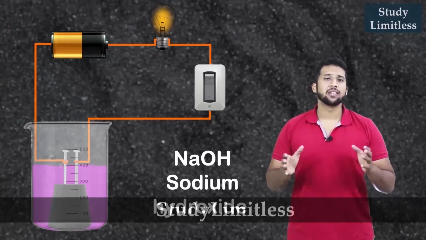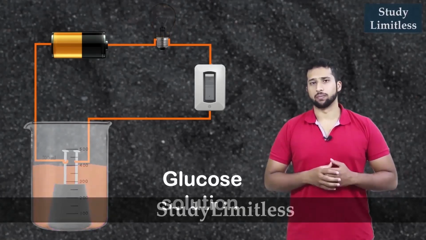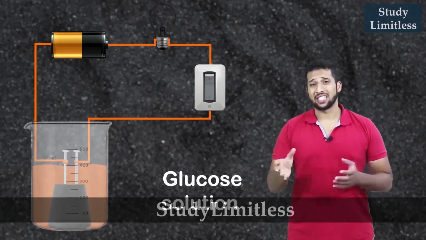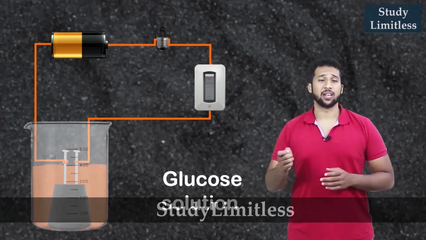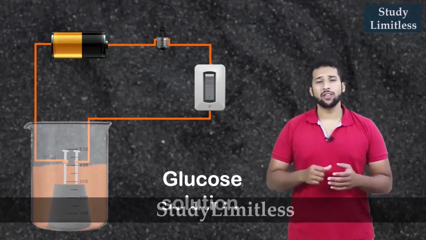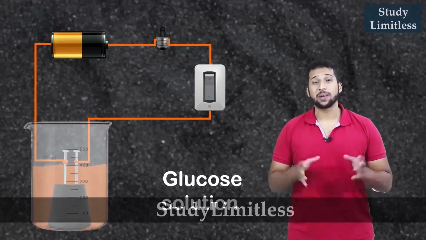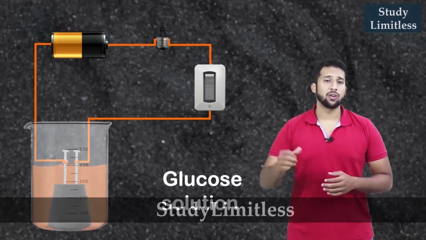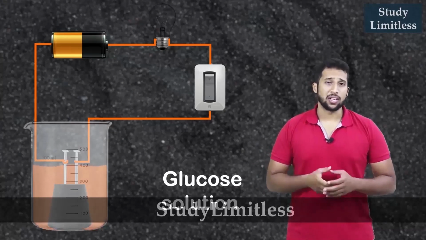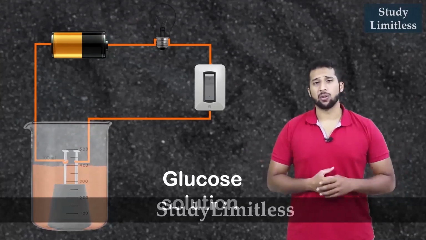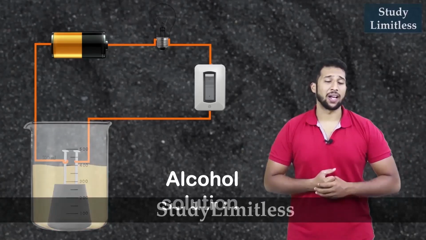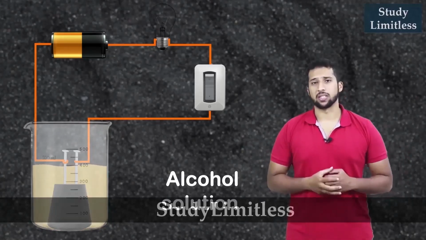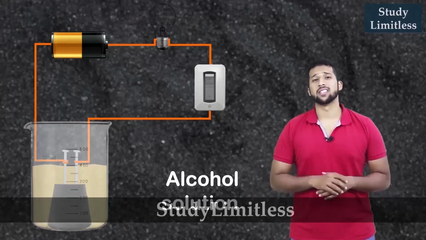Now let's take a glucose solution and let's try turning this light on. Even though the circuit is supposedly complete, you switch on the switch and you see that the light does not glow. Now replace glucose with alcohol. You would see the same result. Now why is this so?